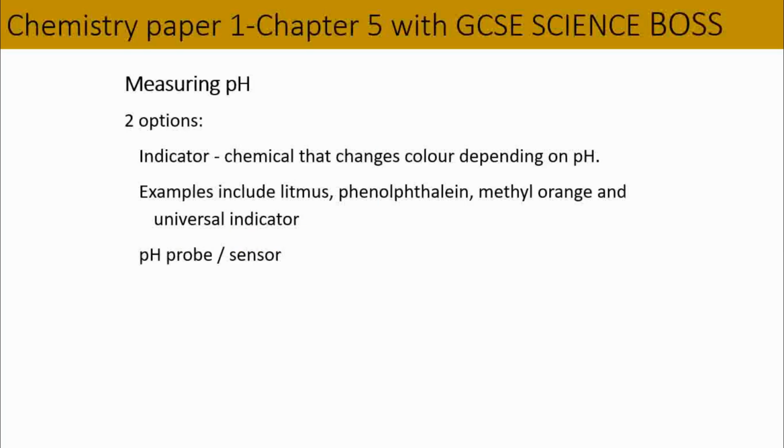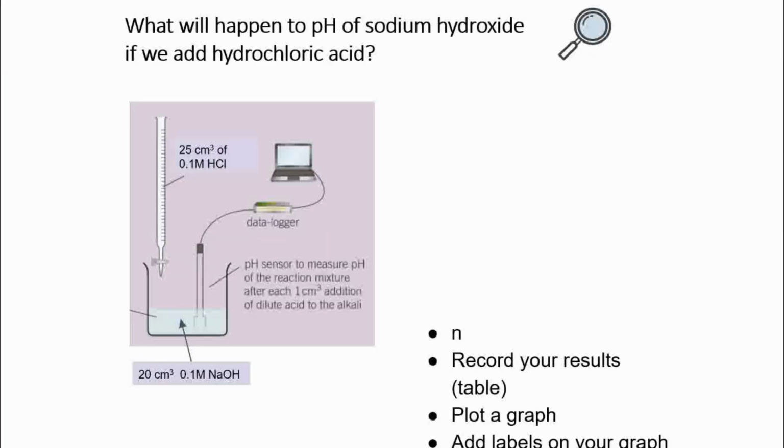All right, now how do we measure pH? There are 2 different methods we can measure the pH. We can use the universal indicator, or we can use the pH probe. All right, there are other ways you can measure pH, using other indicators such as litmus and methyl orange, but universal indicator will give you the exact pH, and the pH probe or the pH sensor will give you the exact pH.